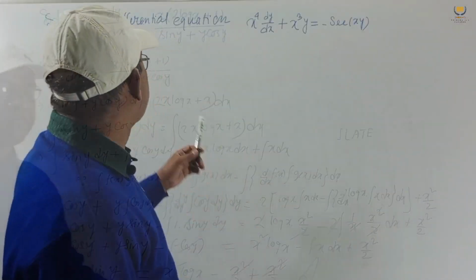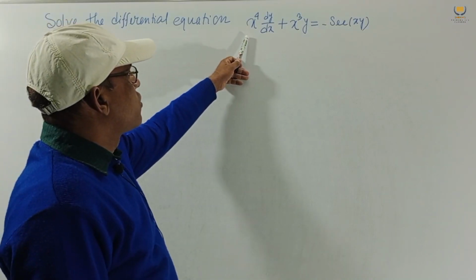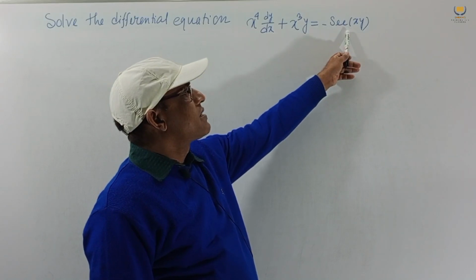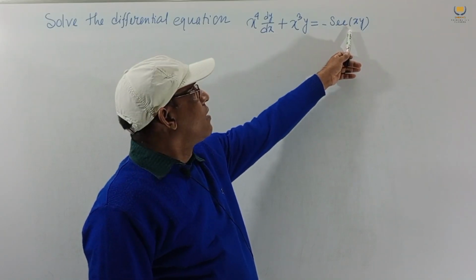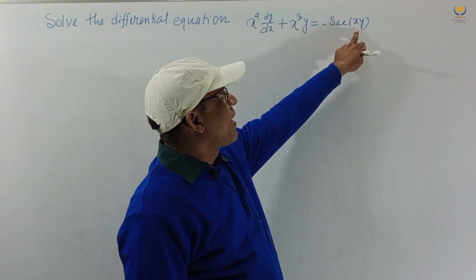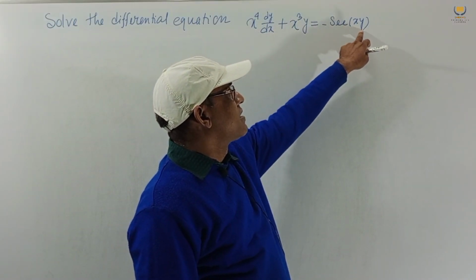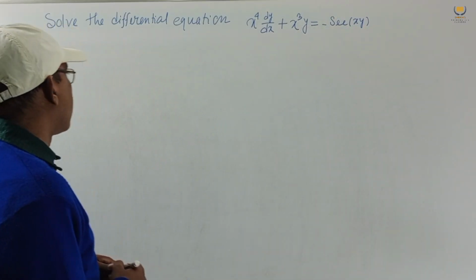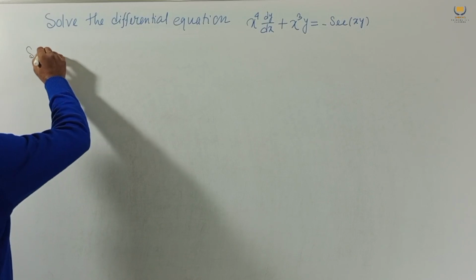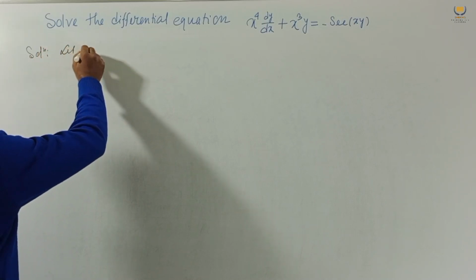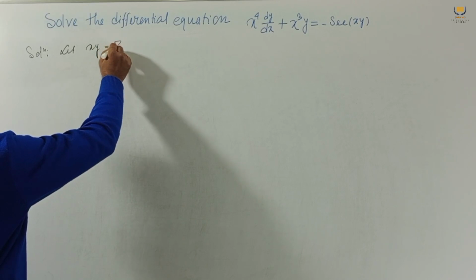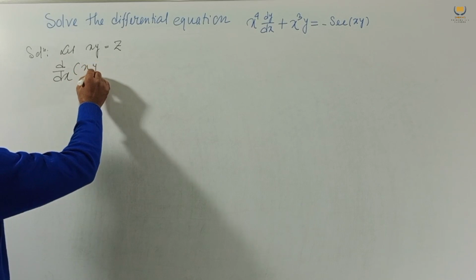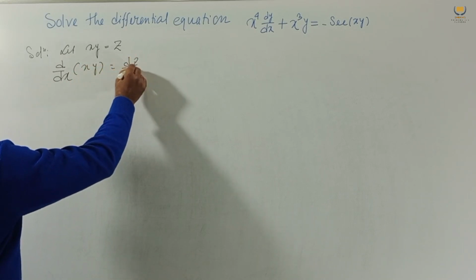This is very interesting. Consider this problem. Solve the differential equation x to the power 4 dy/dx plus x cube y equal to minus sec of xy. But here there is a problem: xy is within sec. It is not possible to separate. At that time we consider xy equal to another variable. Solution: let xy equal to z. If we differentiate both sides with respect to x, we get this one.